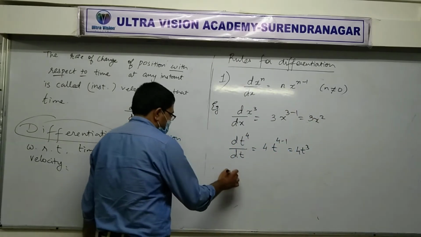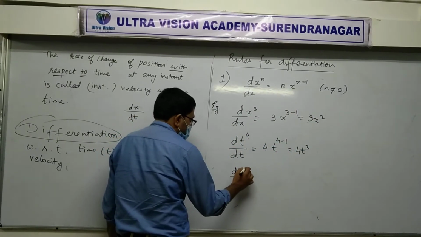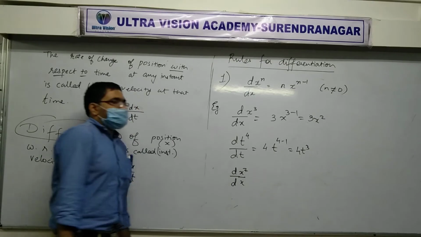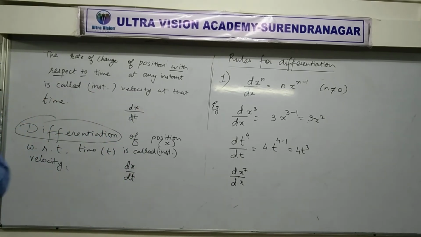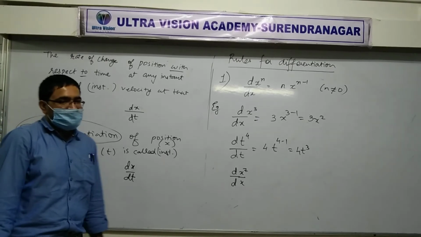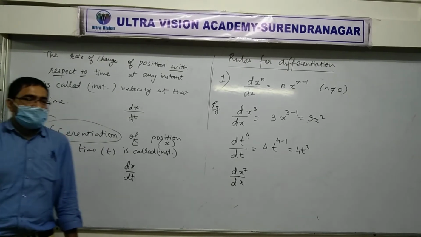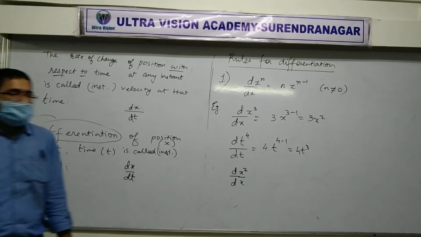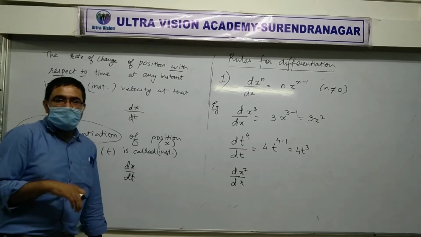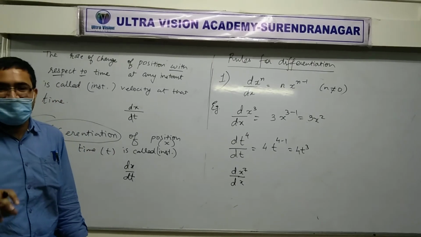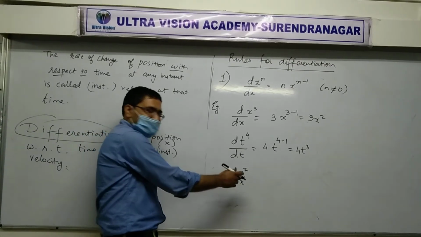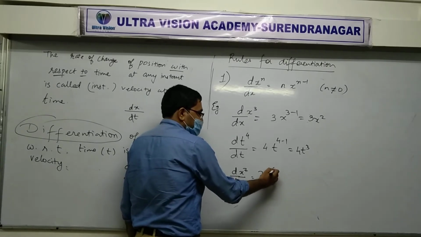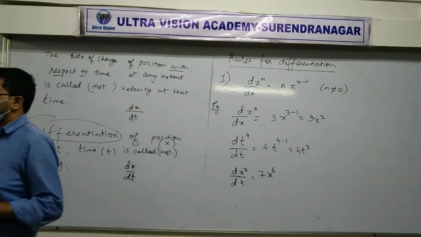Now do it without my help or anybody's help. Done? Raise your hand when you're done. Very good. What's your answer? 7t raised to 6? This doesn't have t. It has x. So 7x raised to 6. Is that okay or not okay? 7x raised to 6. Sit down.